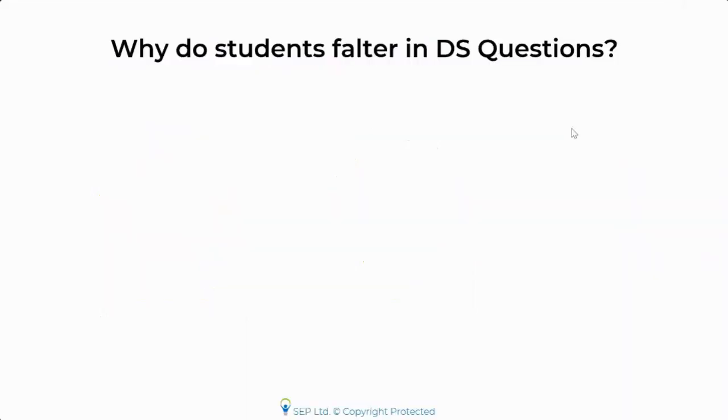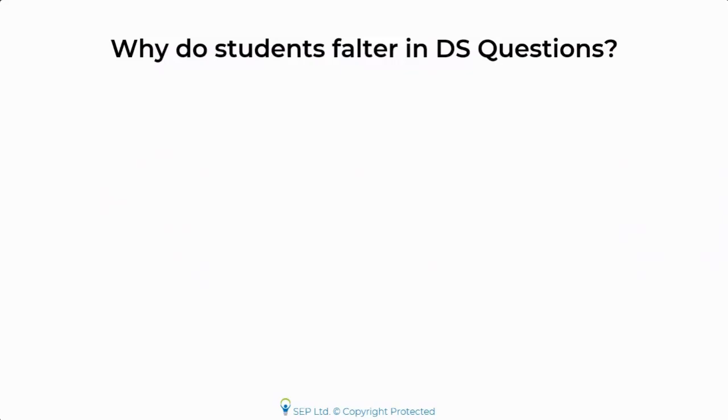First of all, let me talk about why students falter in data sufficiency questions. This is something I've been seeing as a trend since whenever I started teaching GMAT: most of these students have a generally higher accuracy in problem solving questions. But when it comes to data sufficiency, and I'm talking about the majority of them, not all of them, the accuracy is kind of low. Now, I think there are four main reasons for not being able to do well in data sufficiency questions.